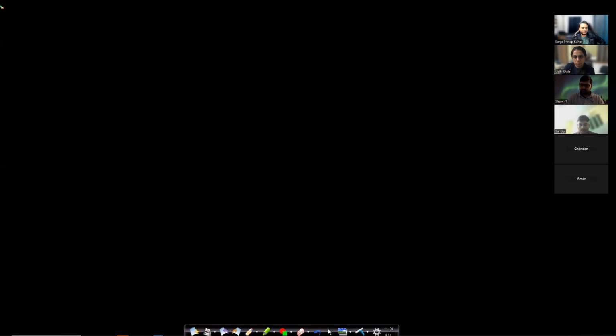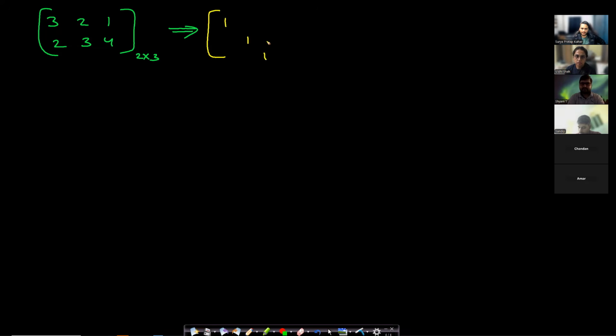Can you tell me what will be the identity matrix of this matrix? Let me define this matrix: 3, 2, 1, 2, 3, 4. If this is the given matrix, what will be the identity matrix of this matrix? Three by three. Yes, 3 by 3, with 1s on the diagonal and 0s elsewhere. So this is the identity matrix. Remember this, how to compute the identity matrix.